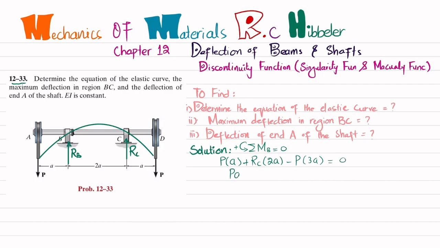So PA plus 2A RC minus 3A P is equal to 0. So we will get minus 2AP plus 2A RC is equal to 0. From here you will get 2A RC is equal to 2AP. So 2A, 2A will cancel. So you will get RC is equal to P.